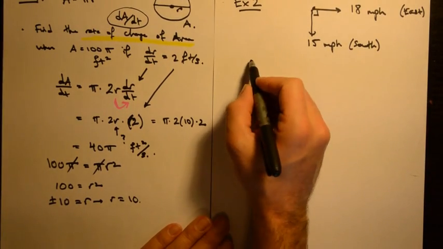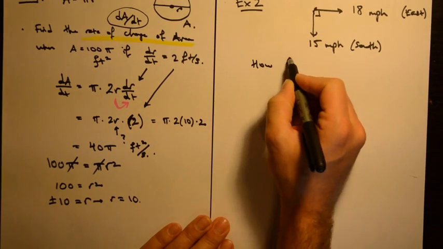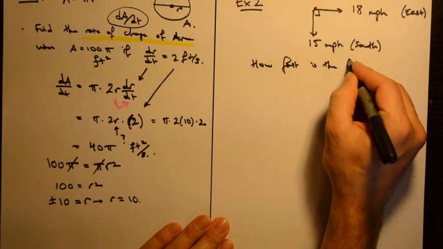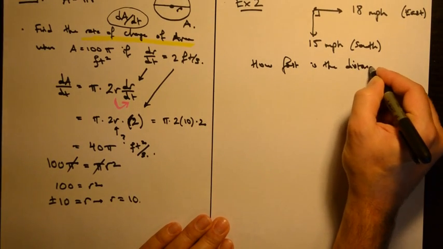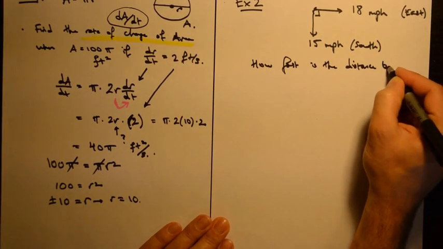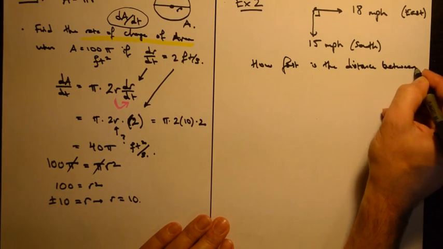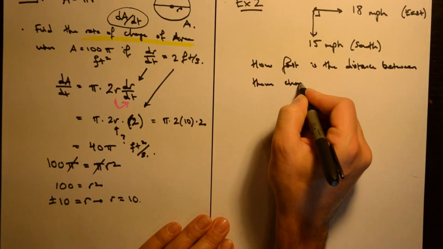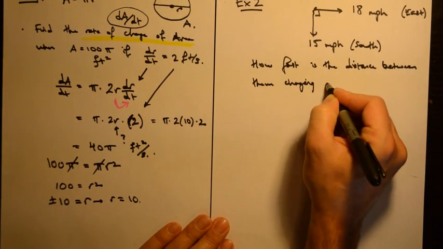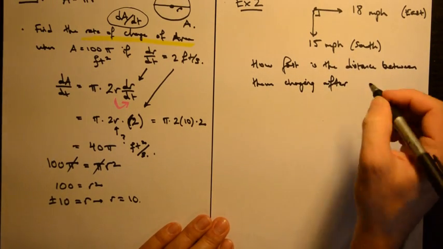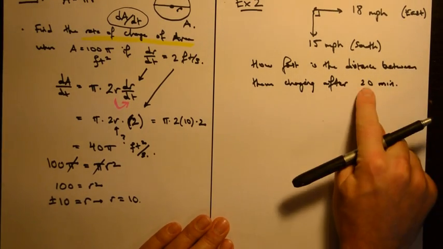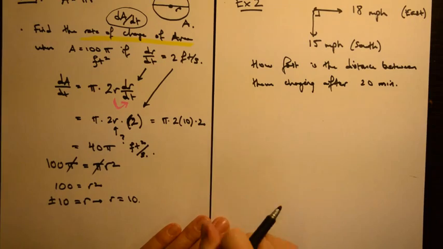And usually they'll say, at what rate is the distance between them changing after some amount of time, like after 20 minutes. Okay, usually they'll choose a number here that divides these numbers easily.